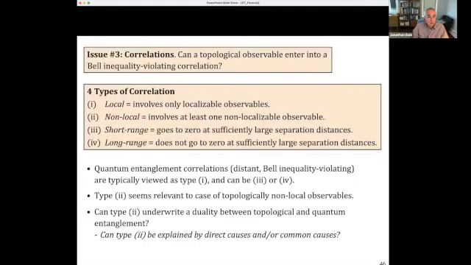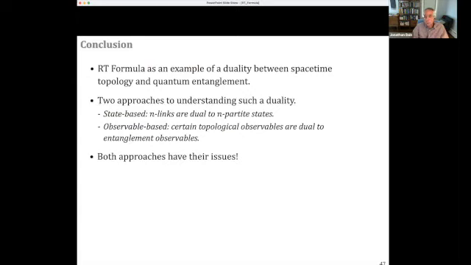All right, so to conclude this lecture, we've looked at the RT formula as a potential example of a duality between space-time topology and quantum entanglement. And we've seen how, in its current formulation, in which it contains a quantum correction term on the right, it doesn't quite establish a duality. But there are proposals to reestablish the duality, perhaps in terms of the ER equals EPR hypothesis. And then we took a step back and considered in general what issues might be associated with establishing a duality between topology and entanglement. And we looked at two types of cases, state-based and observable-based approaches. And we saw that they both have their issues. Okay, I think that wraps up this lecture.